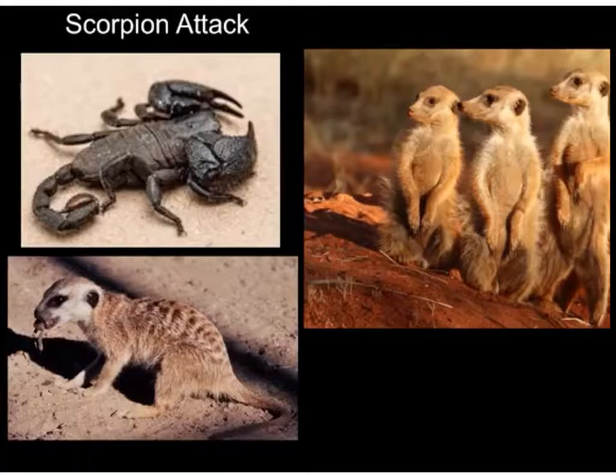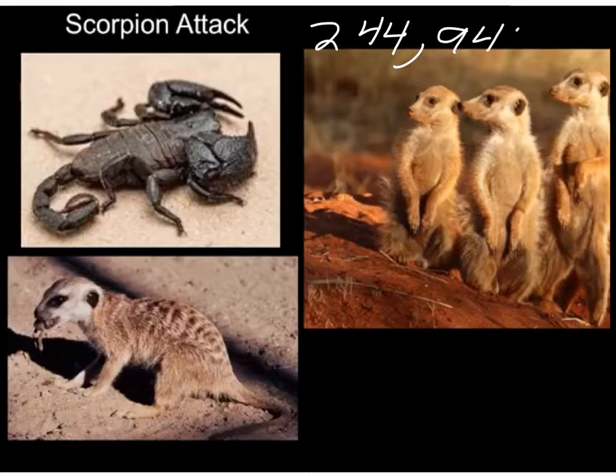Your home is under attack from these bad boys right here. There are 244,942 scorpions racing down the hill toward your home. Let's go ahead and write that down. You've got 244,942 of these bad scorpions right there racing towards your home.